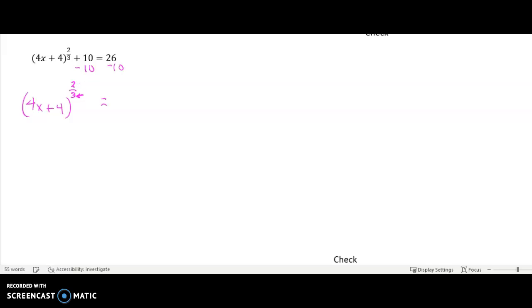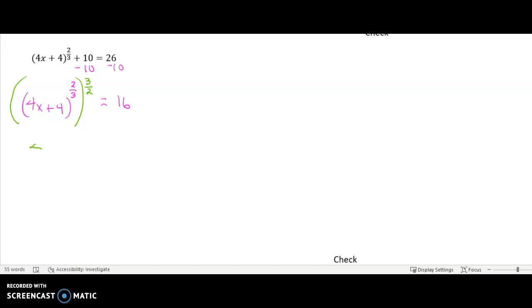But we're just going to leave it as a fractional value. And just know that fractional exponents mean that you do have a radical. 26 minus 10 is 16. So to cancel out the 2/3 power, we're going to raise it to the reciprocal power, because a power to a power means that we multiply our powers. We would have 2/3 times 3/2 would give us 6/6, which is to the first power.